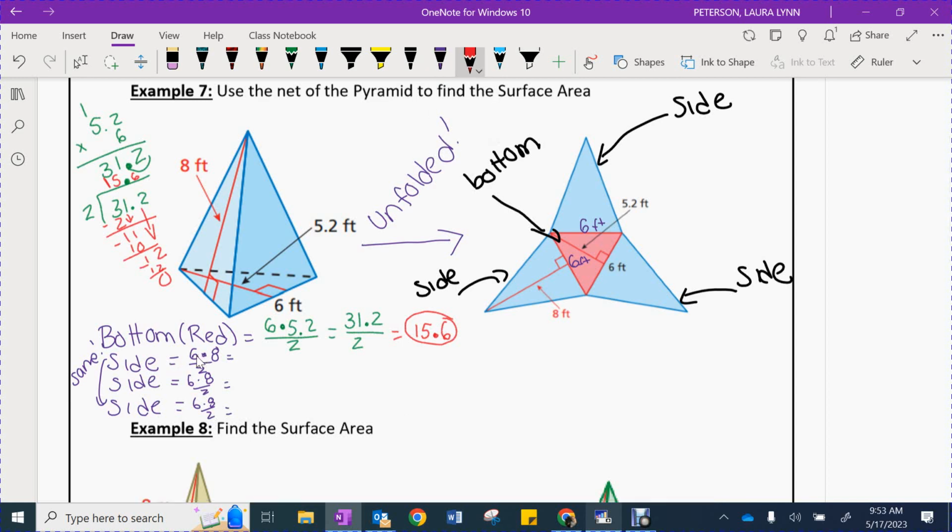Now let's do our multiplication. 6 times 8 is 48 divided by 2. I know that one. That's 24. Which means all of my sides are 24 because they're all the same color. So to find our final answer, we add.